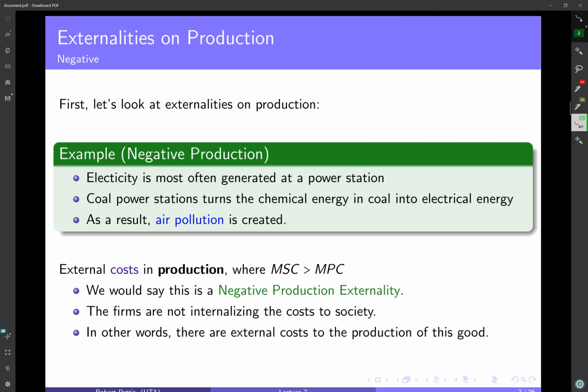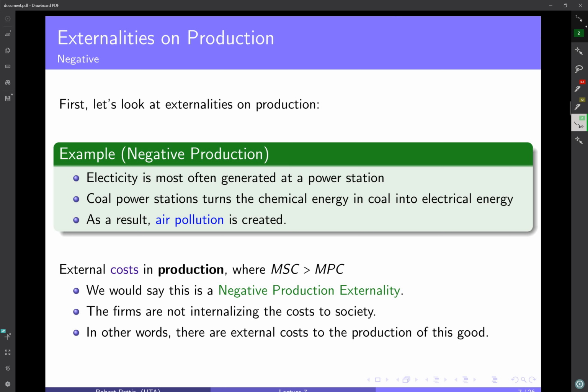Let's say we've got a coal power station. We need power produced, and let's say our power plant is coal. Through the production of that good, air pollution is created. I think most of us can agree that air pollution is not a great thing. This air pollution is imposing a cost onto society. It makes our air tougher to breathe. It can cause some health problems.